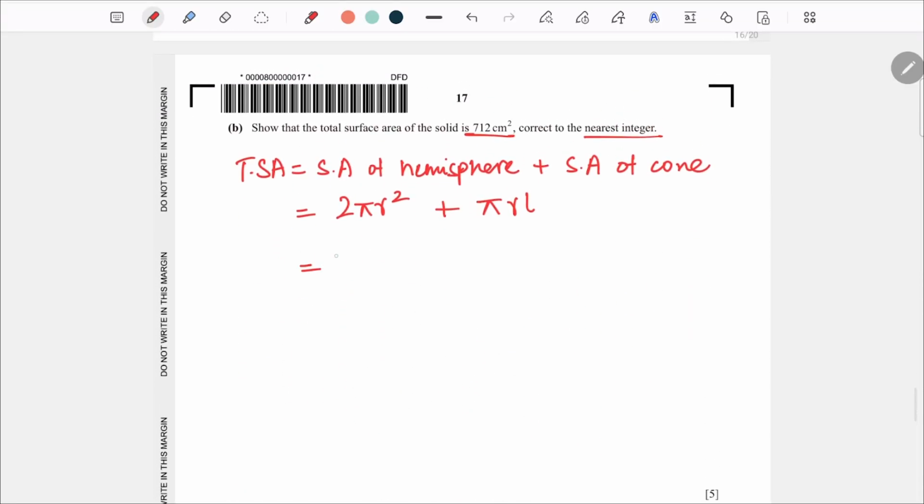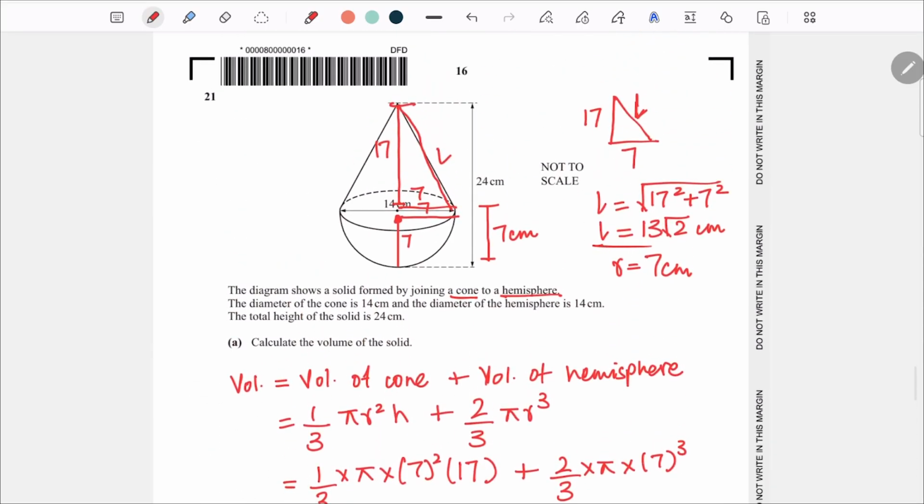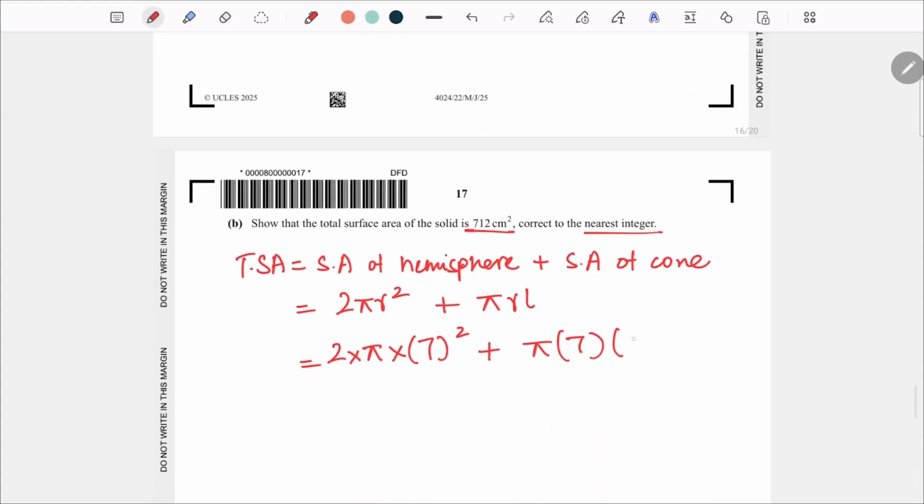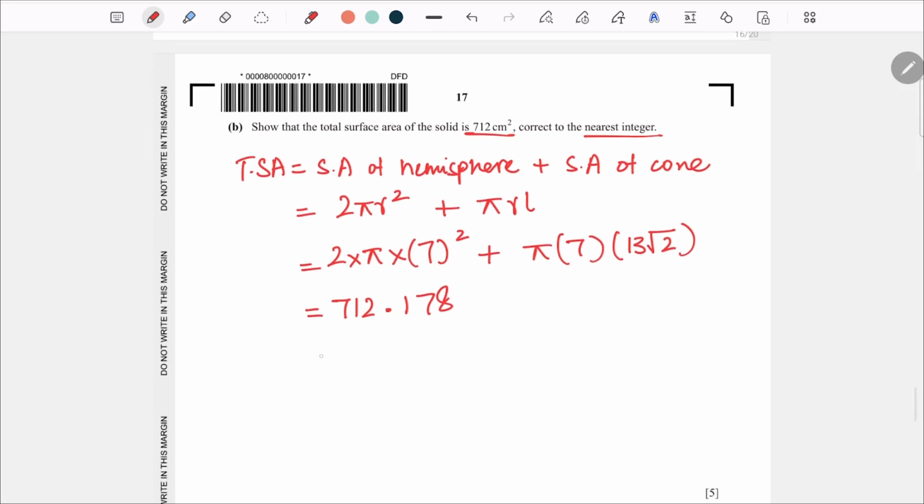We'll be using this value of L to find the surface area of the cone. So surface area of hemisphere 2 into pi, and r is 7 square, plus pi into radius, that is 7, multiplied by L. L that we just now calculated is 13 under root 2. When we put this in the calculator, we'll be getting the answer 712.178, and we have to round it off to the nearest integer. So the answer will be 712 centimeters square. And this was what we had to prove in the question.